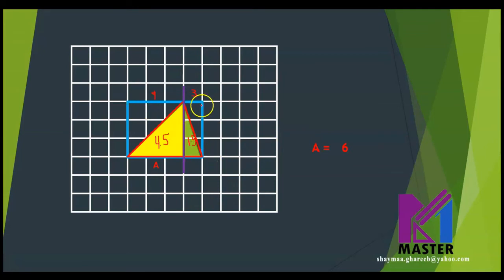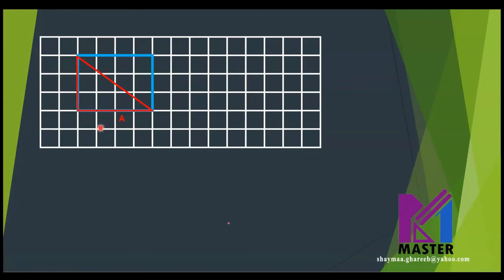What about the area of the rectangle? The area of the rectangle is 1, 2, 3, 4 times 3, which is 12. So this triangle, all of it, also equals half the area of the rectangle, same as the cases before. So now let's sum up some rules.